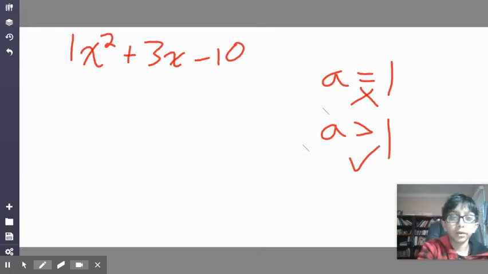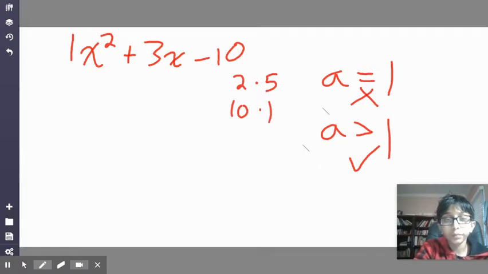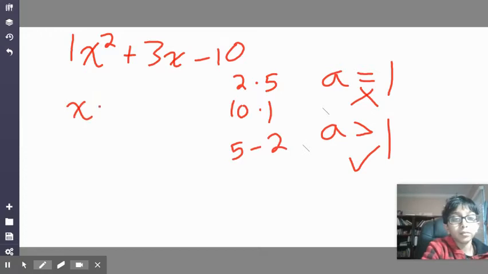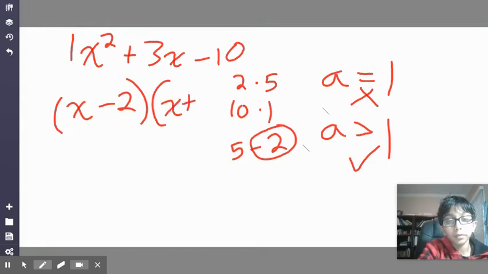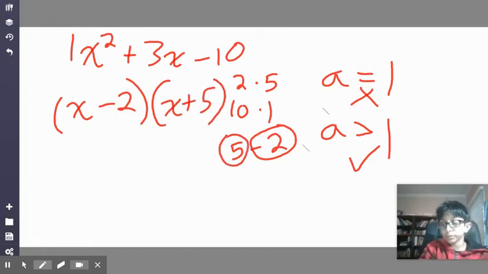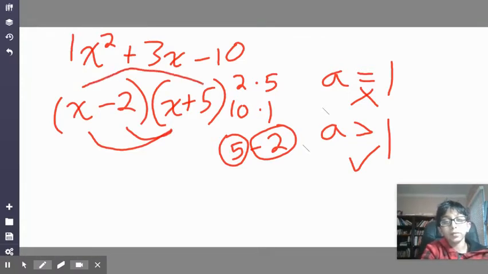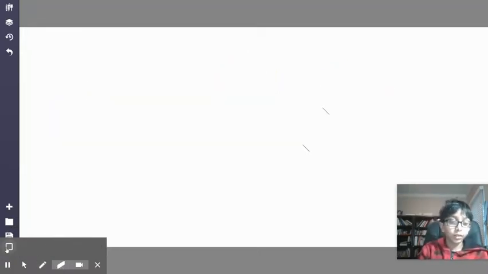If you don't know how to factor, you would look for the different factors of 10. So 10 is 2 and 5, 10 and 1. One of them has to be negative. Which one will create 3? Well, obviously 5 minus 2. So x minus 2, taking that part, and x plus 5, taking that part. We can check ourselves by doing double distributive: x squared, then negative 2x and 5x make 3x, and negative 2 times 5 is negative 10. So that's just normal factoring.